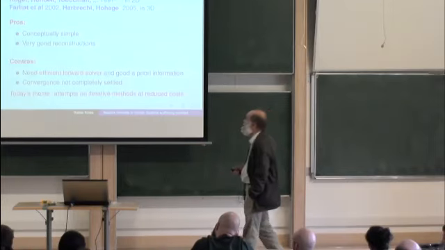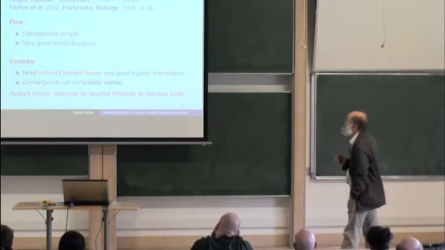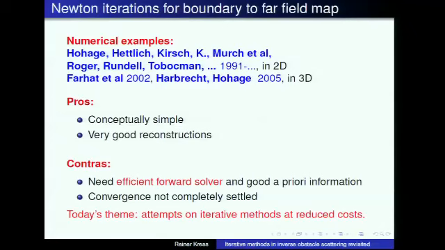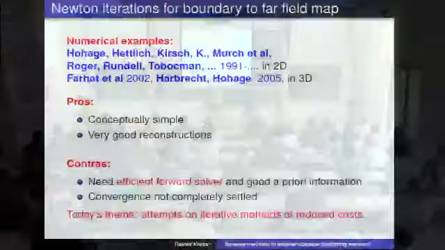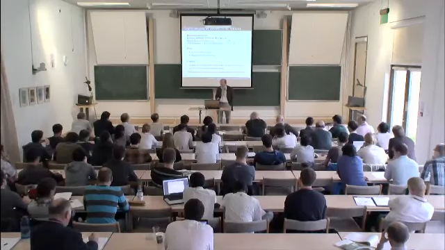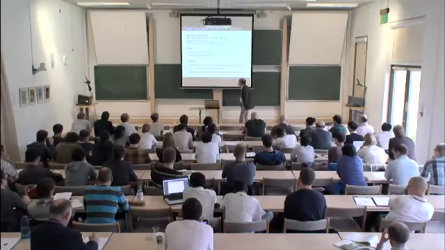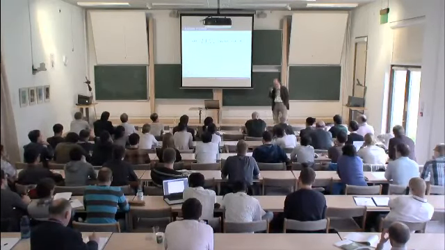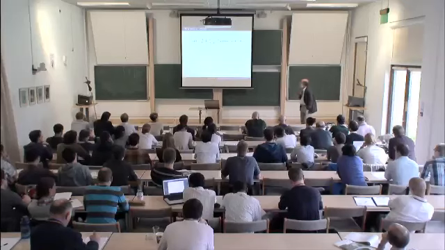What I want to do here, in the remaining 20 minutes, is talk about a few attempts that have been made more recently. This is why "Revisited" is part of the title of my talk: to do iterative methods at somewhat reduced costs as compared to applying the Newton iteration to the full boundary to far-field map.